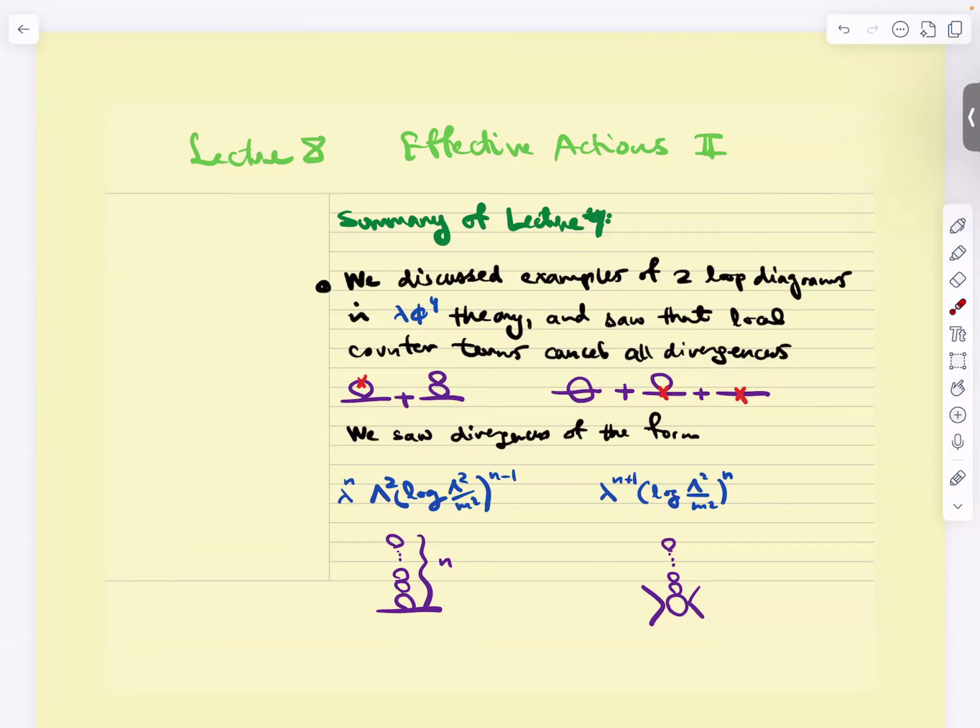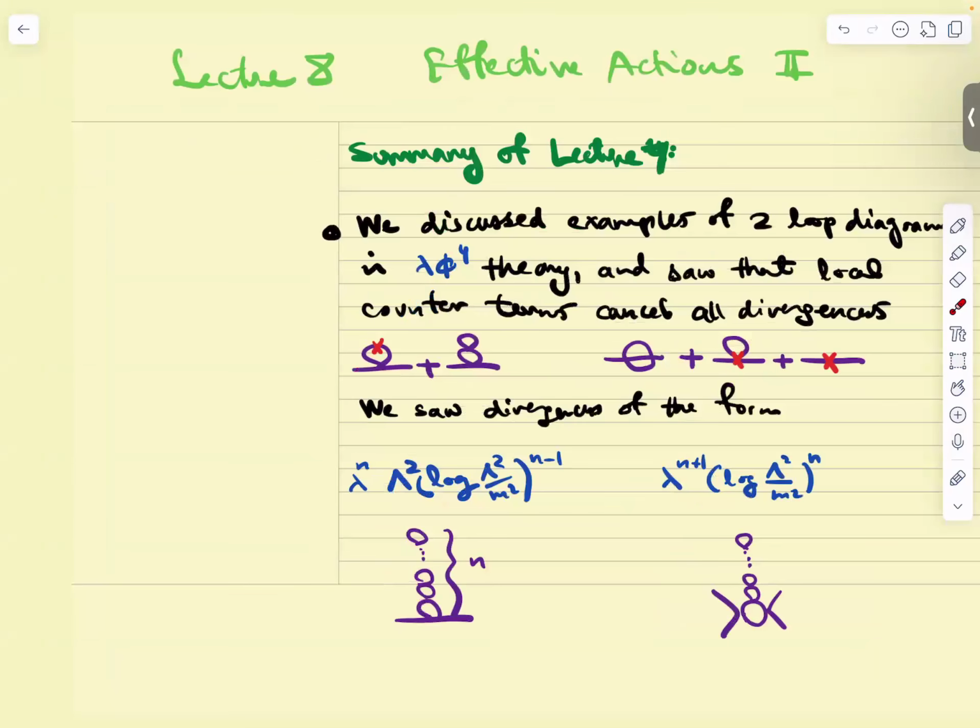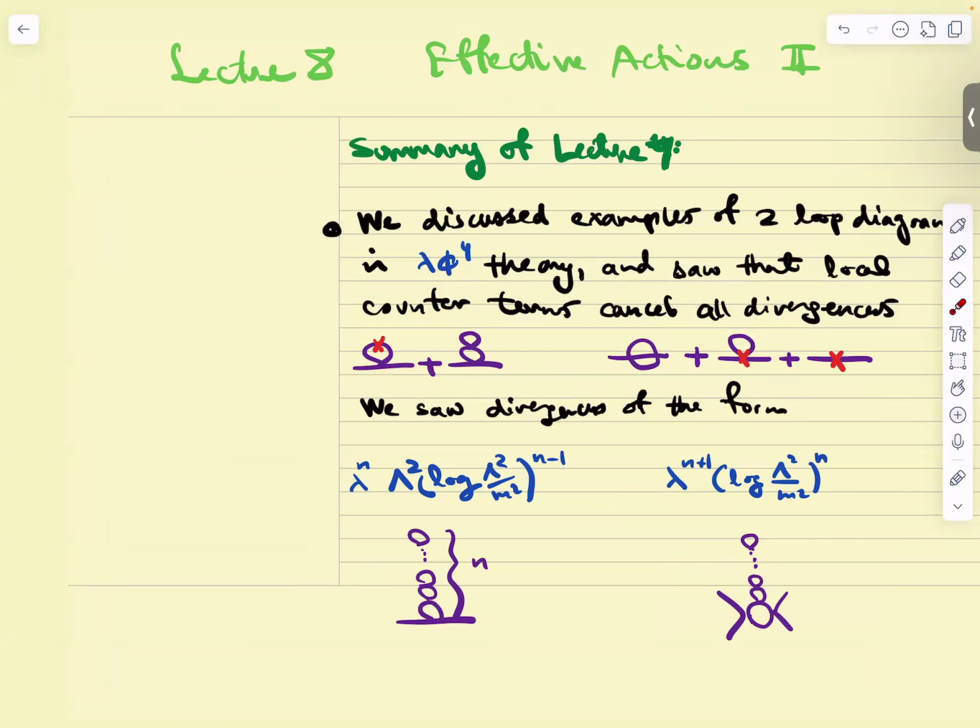1 over epsilon, or epsilon bar if you use the conventional MS-bar scheme. Now, what we saw was that at two loop, so I'm going to discuss that. The point of this was to give you an idea of the structure. At two loop, we looked at the corrections to the propagator.